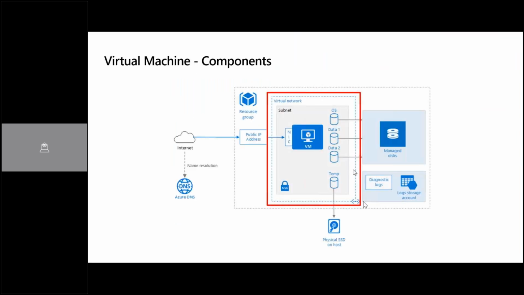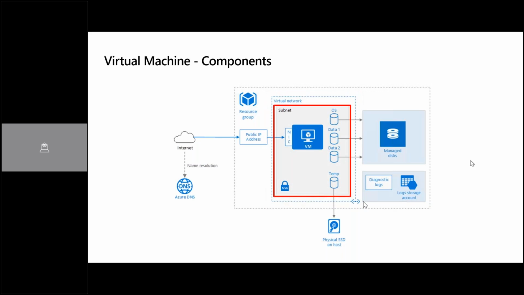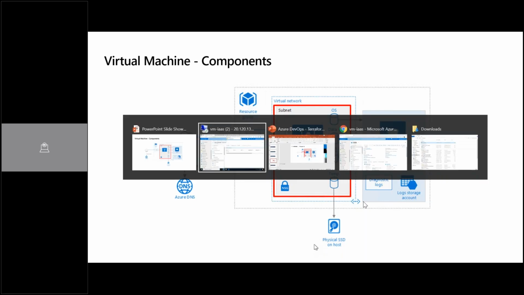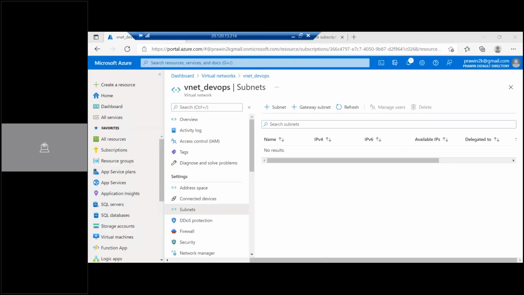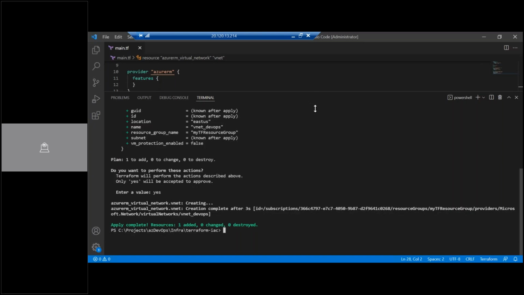So one VNet can contain multiple subnets. Within a subnet, virtual machines will reside. It's mandatory to choose a subnet for a virtual machine. Without that, you cannot do it. Okay, the next step is subnet. We're going to create a subnet now. It's very simple, straightforward.